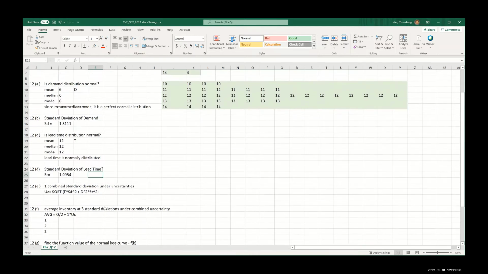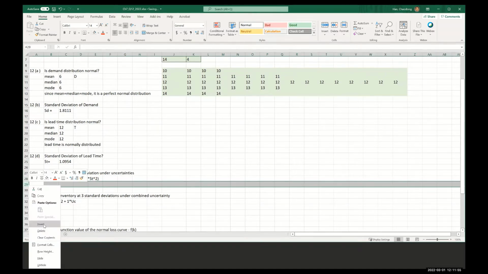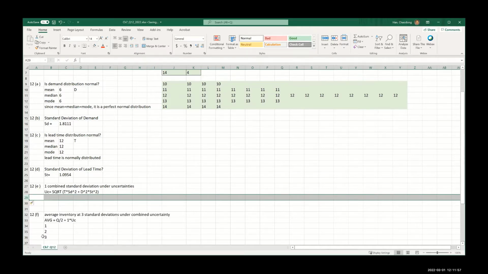Now, what is the one standard deviation under combined uncertainty? So here's the formula. Combined uncertainty is the square root of these 4 items here: T, SD, D, and ST. T and D mean the average lead time and average demand. So let me add these inputs here.